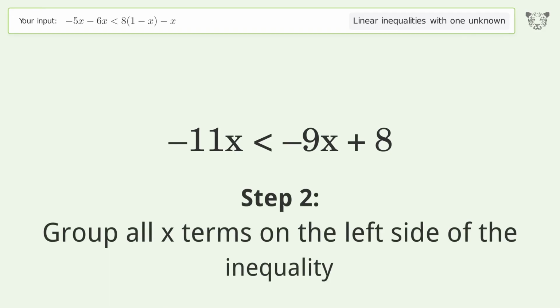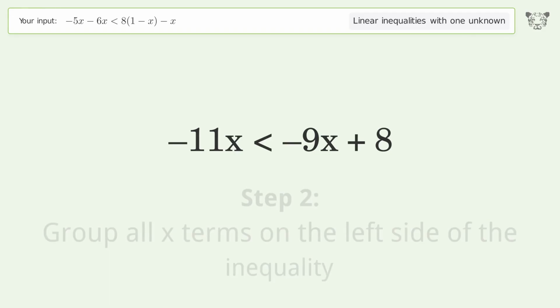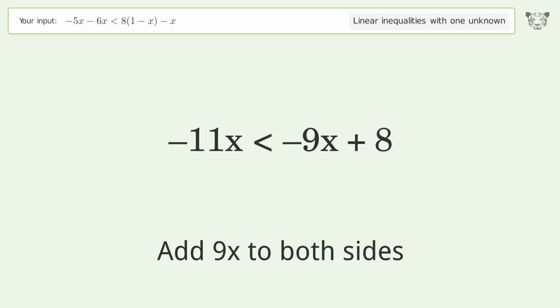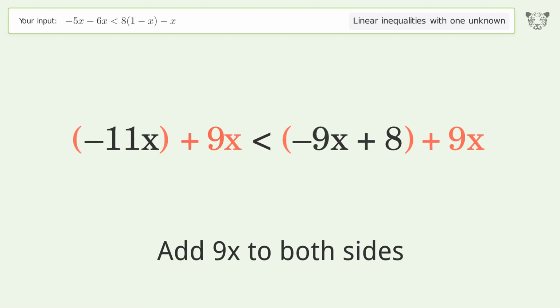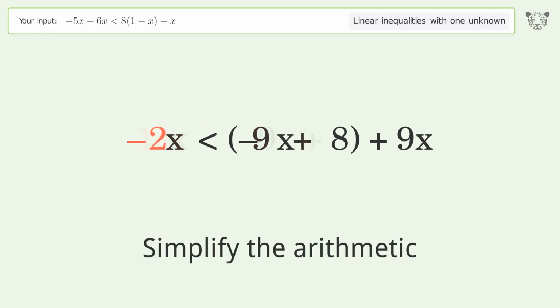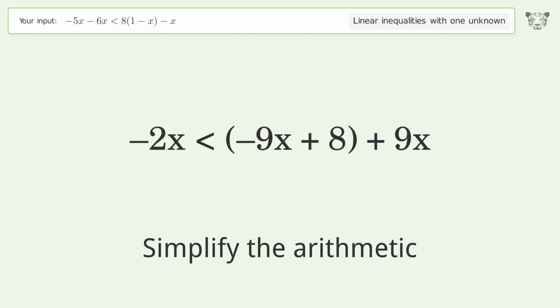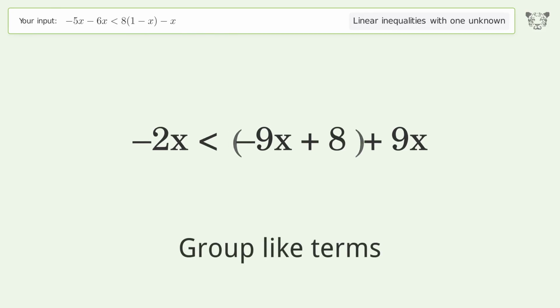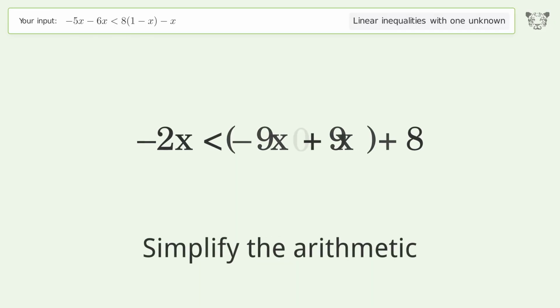Group all x terms on the left side of the inequality. Add 9x to both sides. Simplify the arithmetic. Group like terms. Simplify the arithmetic.